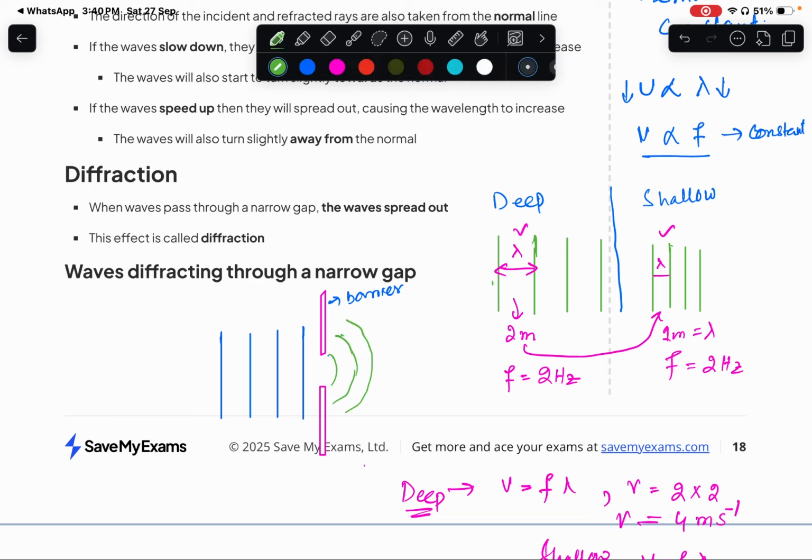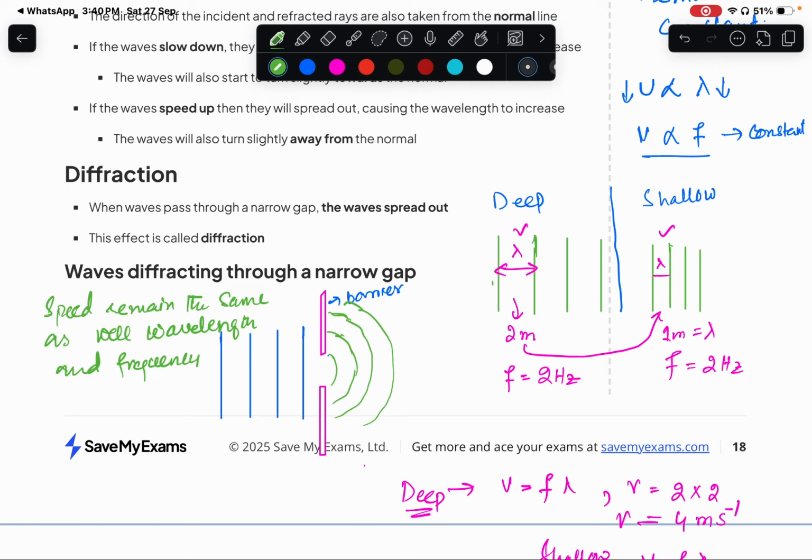What would happen to the wavelength? Now this time nothing would happen to the speed. Speed remains constant, remains the same, as well as the wavelength and the frequency. All these properties will remain constant. Nothing would happen to these properties.